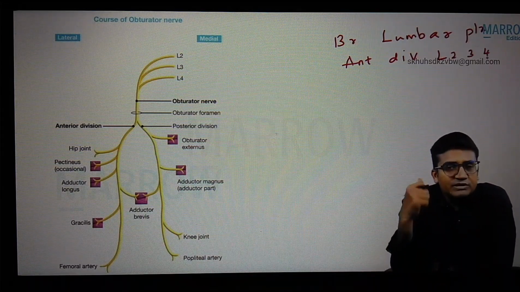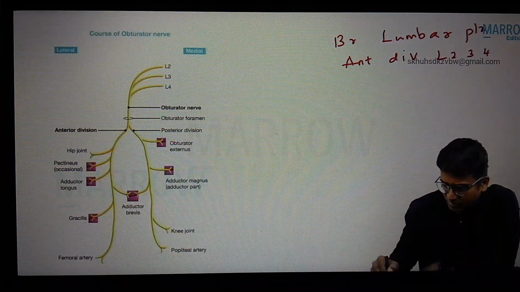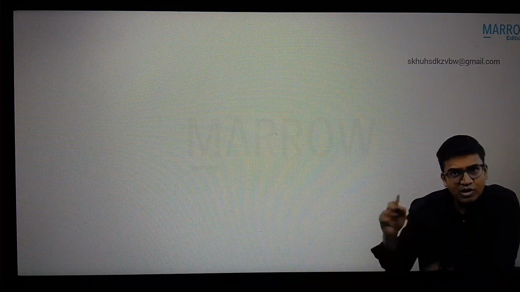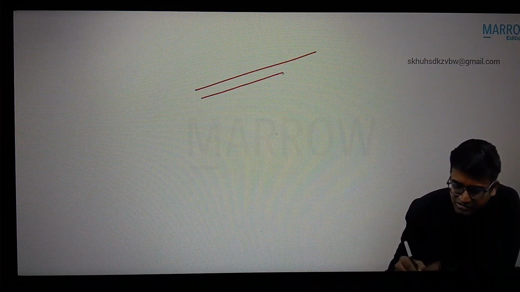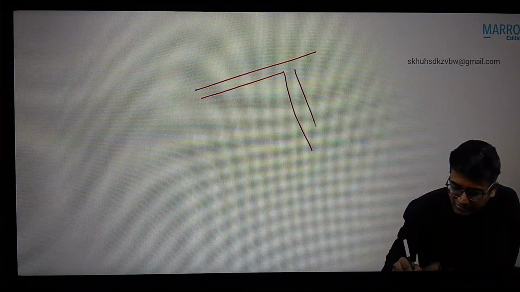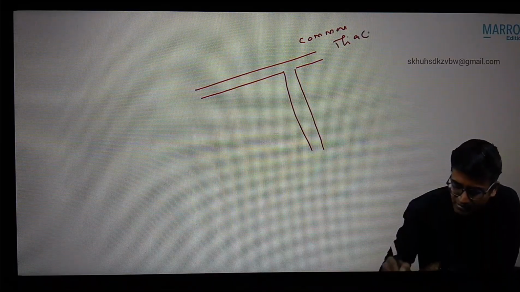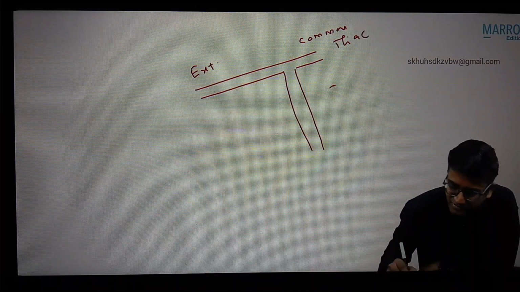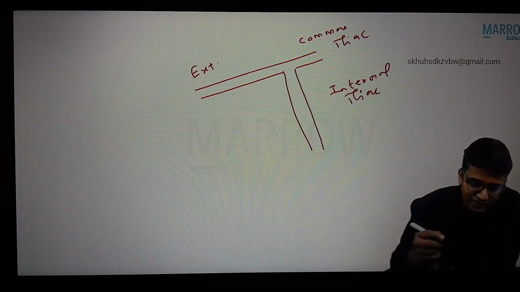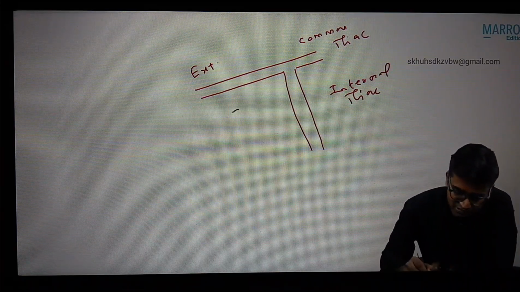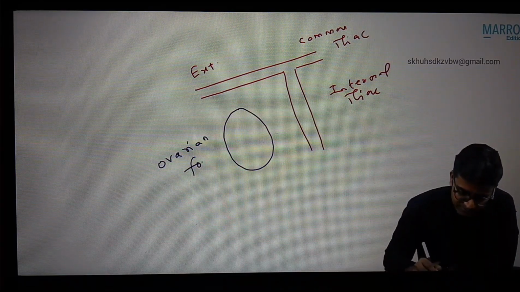And then, after the formation, the obturator nerve has a relation to the ovarian fossa. Now, what is the boundary of the ovarian fossa? We draw one small line diagram. This is the common iliac artery. The common iliac artery is divided into external iliac artery and the internal iliac artery. Now, the ovarian fossa is present here. That is where the ovary is present, the ovarian fossa.